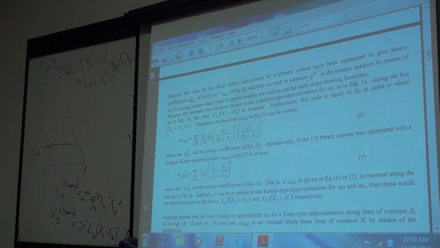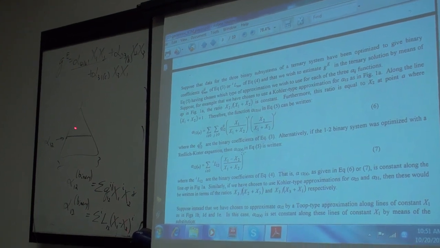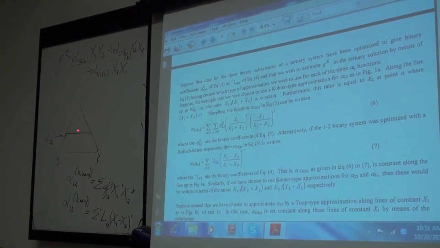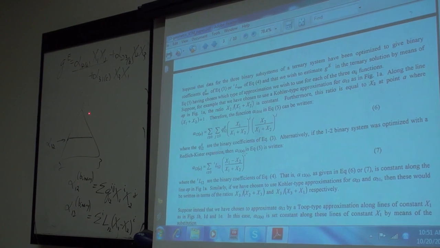Okay, so the question is then, let me start again. If you're going to use Kohler, then you want to replace these x1s and x2s, not these. You want to replace these x1s and x2s by something that's constant along this line. And that would be then x1 is replaced by this, x2 is replaced by this, and this is the expression you use for alpha 1,2 in the ternary.